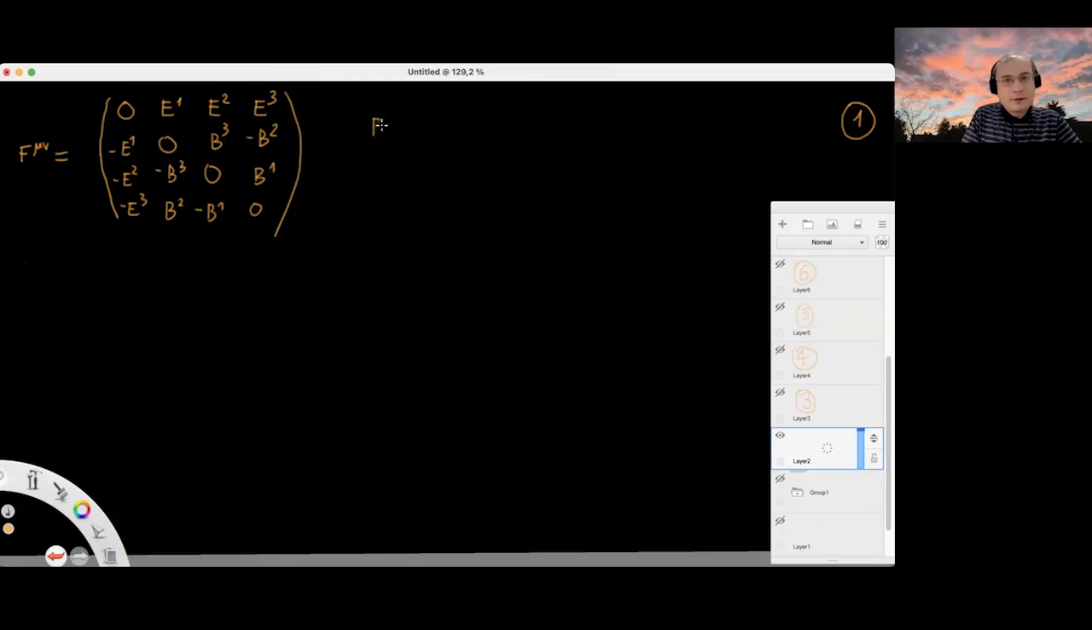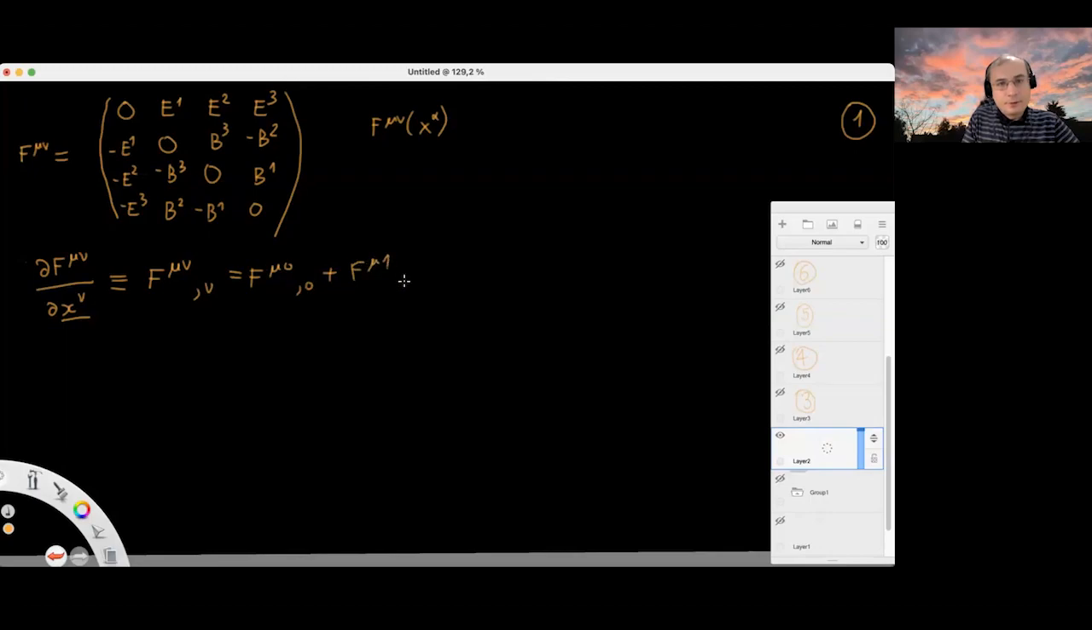Assuming that the Faraday tensor depends on the point, we calculate dF mu nu over dx nu. We will also introduce the following notation: comma will denote the differentiation with respect to the coordinate number nu. And here we are using again the Einstein summation convention. So this is in fact F mu 0, 0 plus F mu 1, 1 plus F mu 2, 2 plus F mu 3, 3.